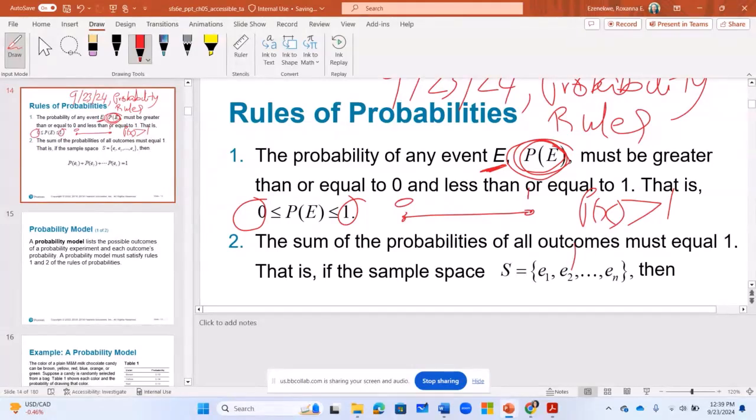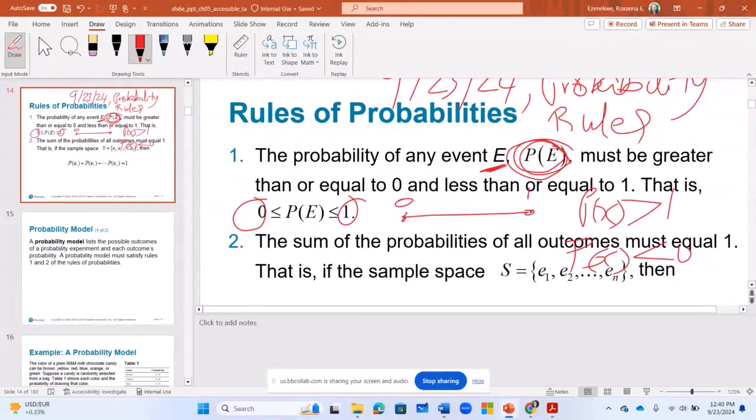Also, probability of event X is not allowed to be less than 0. Another way of saying that: you cannot get a negative probability. If you do, it's a mathematical fallacy. Also, you cannot get a number greater than 1.